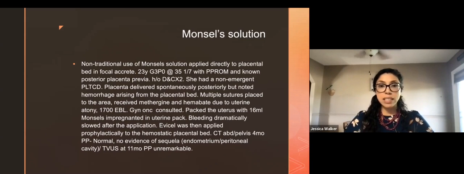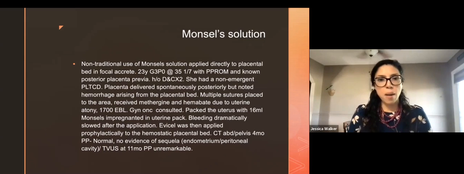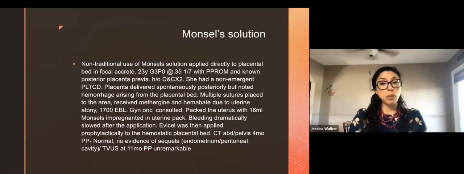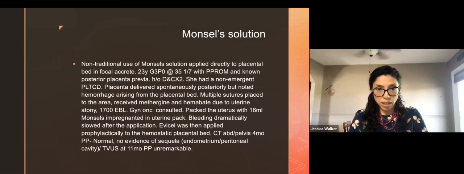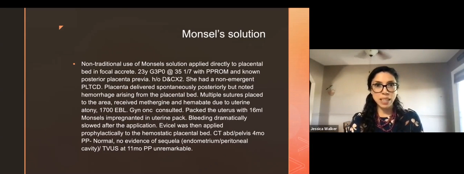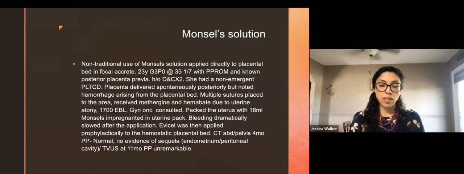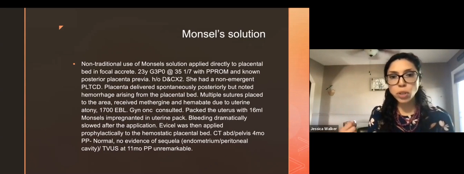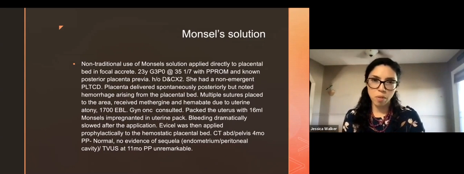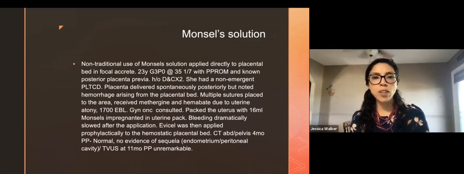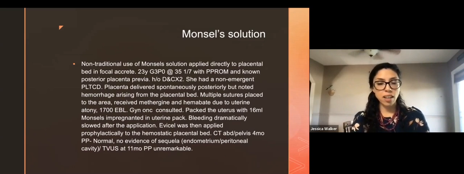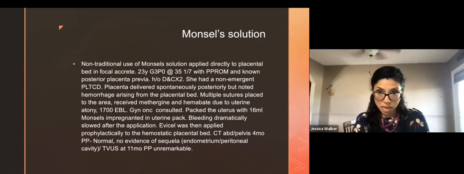Anyway, she went for the C-section. The placenta was delivered spontaneously, but after it was delivered, they noted hemorrhaging from the placental bed, mostly from the posterior side, so they thought there was a focal accreta. They placed some sutures. They gave her the Methergine and Hemabate, the classic combo, but it was not working. So they had gynecologic oncology in their service, and they called them in.